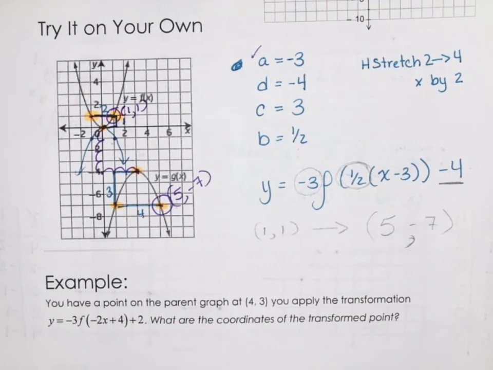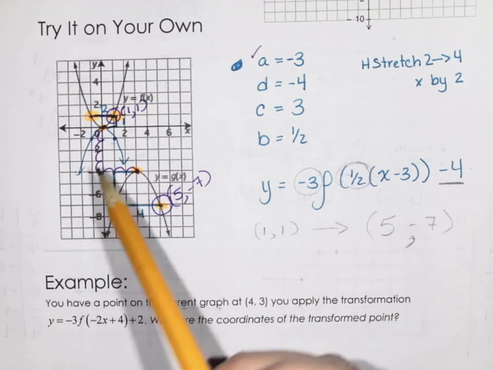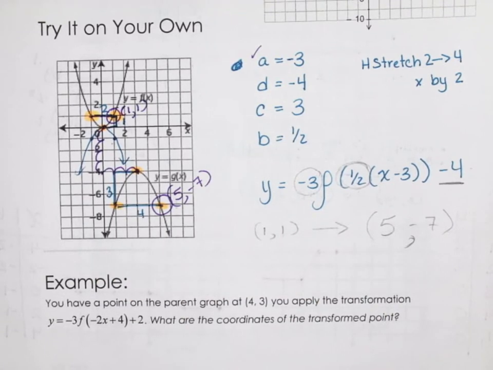So that's a way to check, if you're doing this on a test or a quiz, to see if the rule you made makes sense to the graph you see.